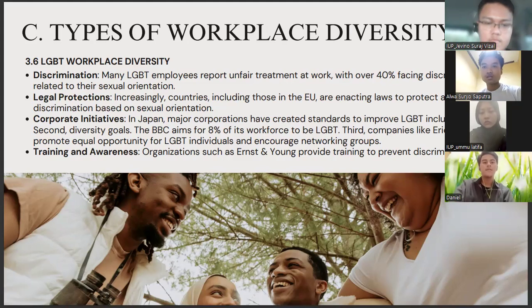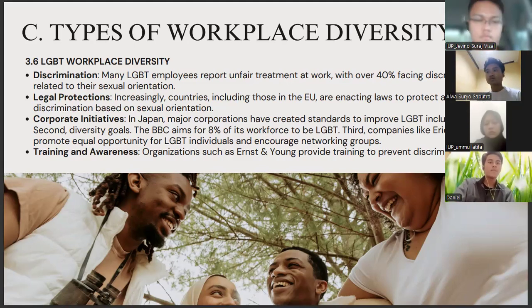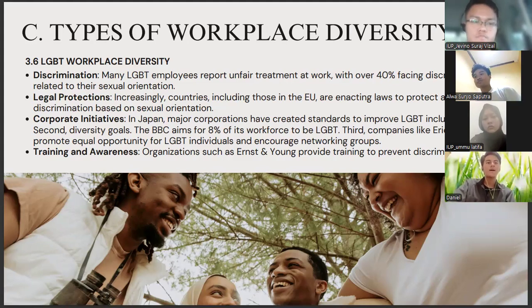Corporate initiatives. Various companies are implementing inclusive policies. First, in Japan, major corporations have created standards to improve LGBT inclusivity. Second, diversity goals. The BBC aims for 8% of its workforce to be LGBT. Third, companies like Ericsson promote equal opportunity for LGBT individuals and encourage networking groups.